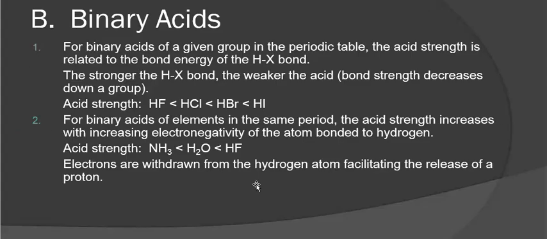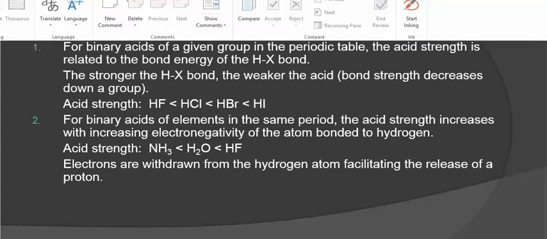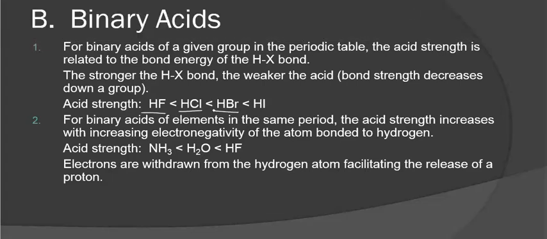For binary acids, if we're looking at a group on the periodic table, the acid strength is related to the bond energy of the HX bond. The stronger the bond, the weaker the acid. These are acid strengths for group 7: HF, HCl, HBr, HI. As you go down a group, acid strength increases. So HI is the strongest binary acid in group 7A. For binary acids of elements in the same period, if we're going across the same row, the acid strength increases with increasing electronegativity. So as you go across a row from left to right, stronger binary acids are on the right of the periodic table.